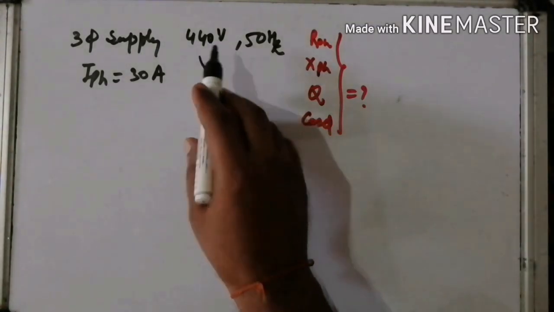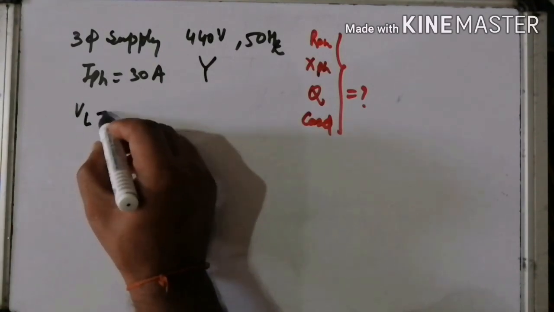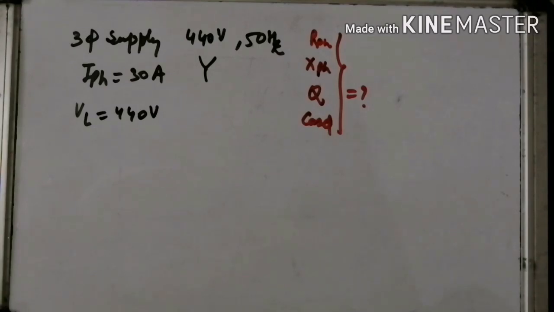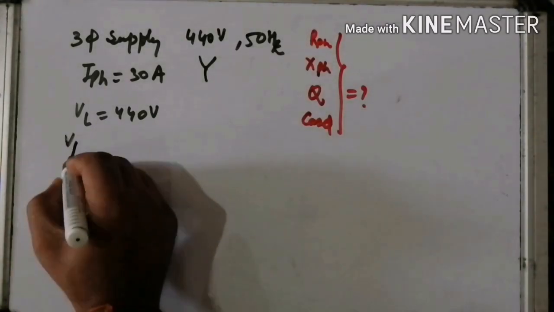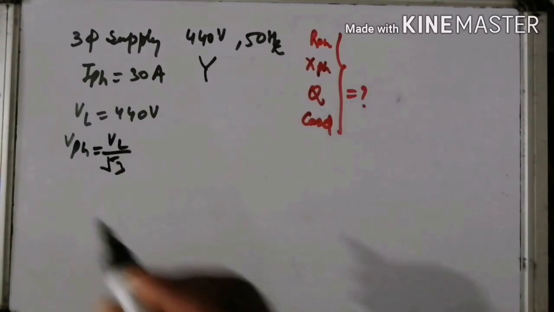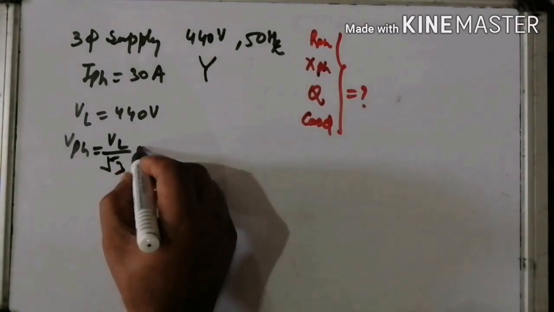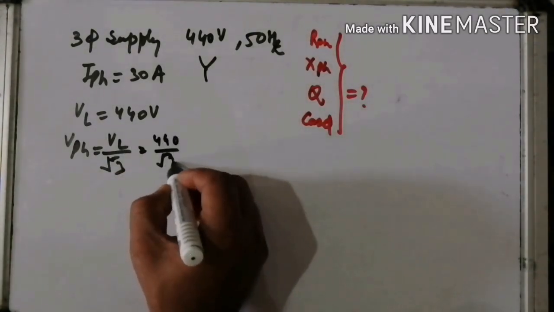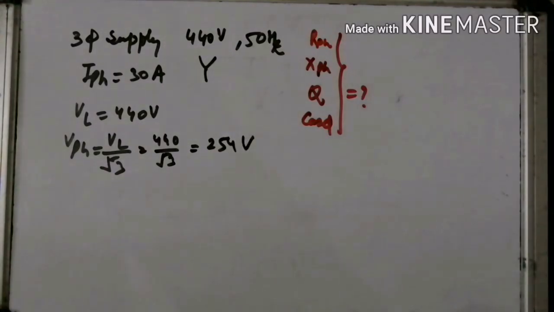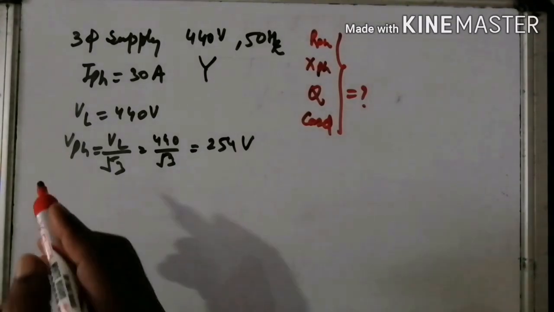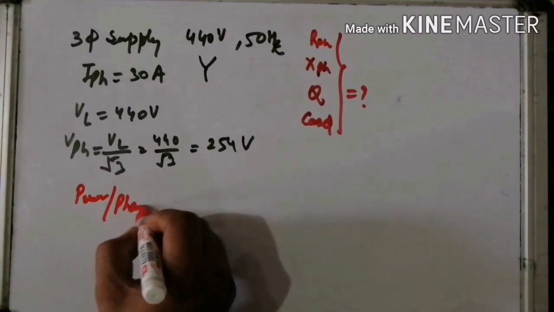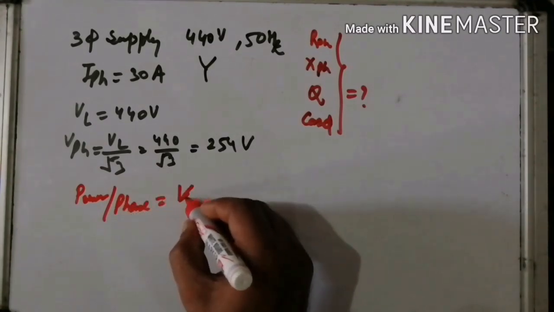So this 440 volt is the line voltage. According to the relation of VPH and VL, we can calculate the phase voltage, that is 440 divided by root 3, it is 254 volt, right? According to the formula of power, that is power per phase equal to VPH IPH cos phi.